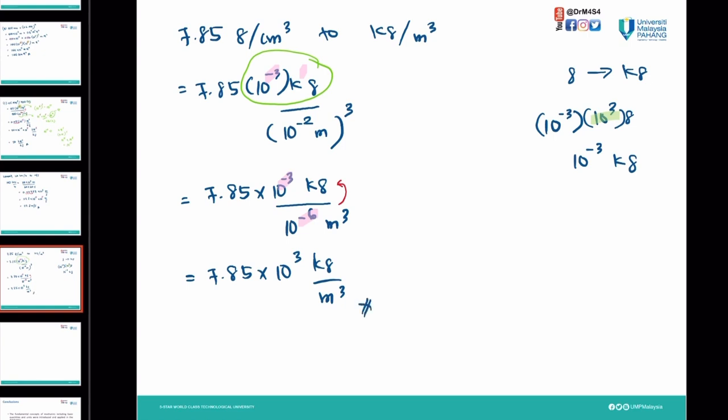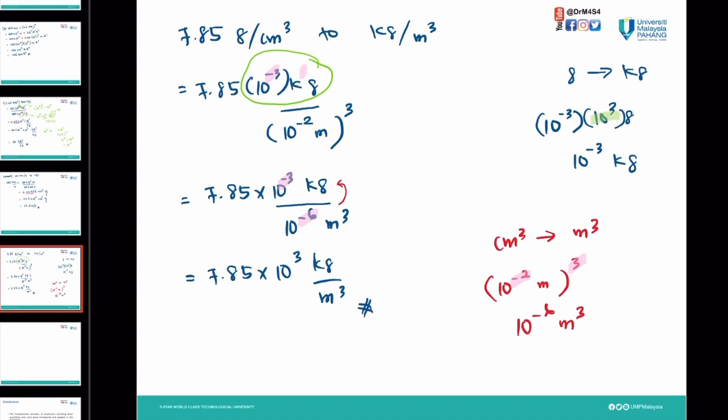This is the answer. Let's focus on centimeter cube to meter cube. Centi is 10 to the power of negative 2 unit. Meter, don't forget power of 3. The rules we learned before. So 2 times 3 we get negative 6, so 10 to the power of negative 6 meter cube.